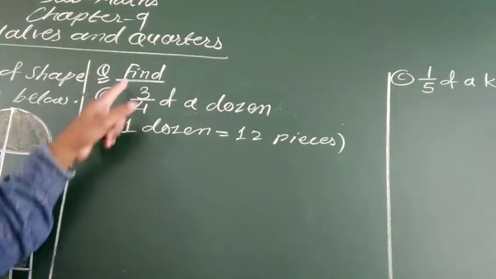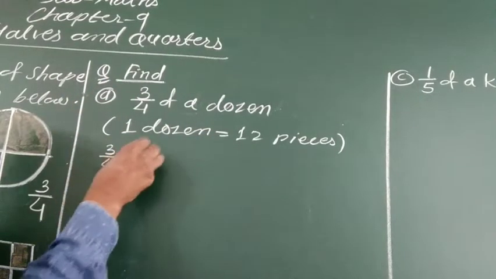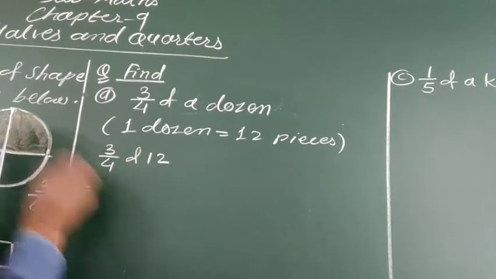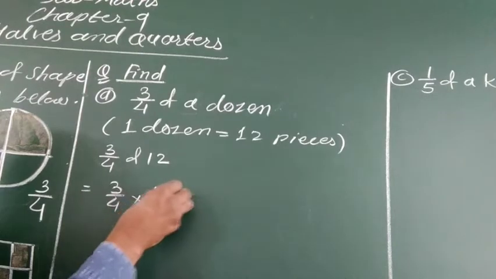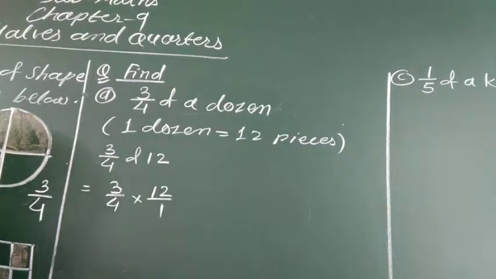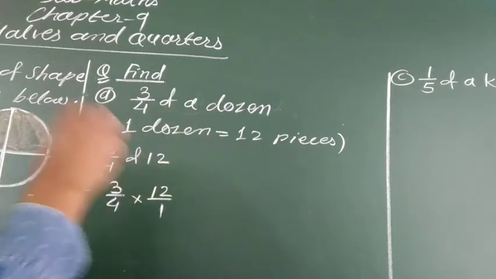Now we have to find out 3 by 4 of 12. So what do you have to write here? It is 3 by 4 of 12. It means 3 by 4 into 12 by 1. Denominator is not here, so whenever the denominator is not there, we can take 1 as the denominator.